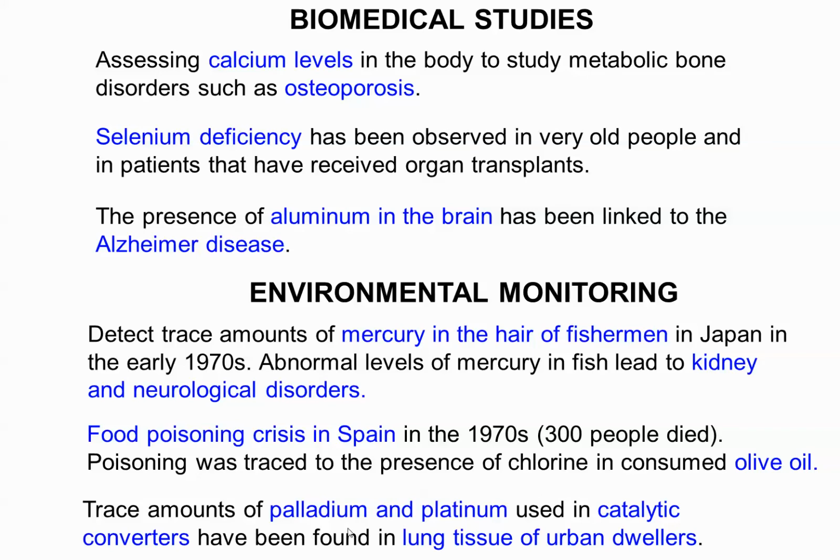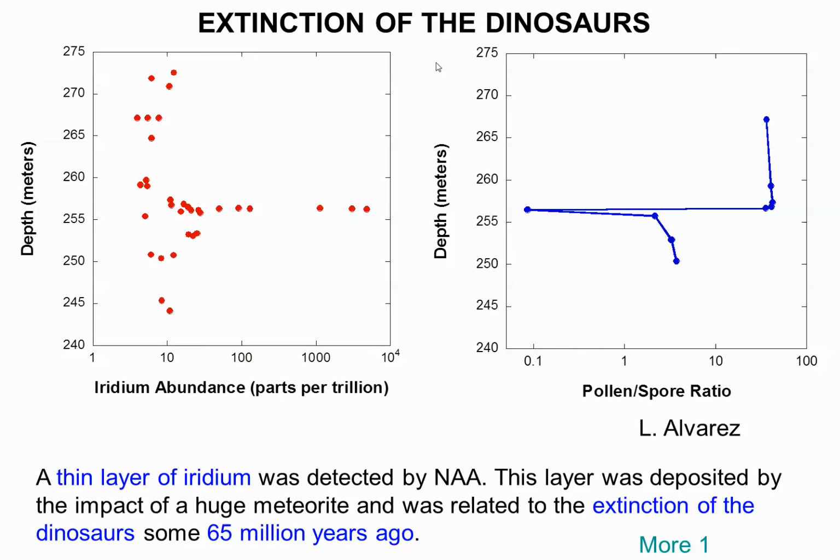Trace amounts of palladium and platinum used in catalytic converters have been found in lung tissue of urban dwellers. Let's look at another application of neutron activation analysis: extinction of dinosaurs.